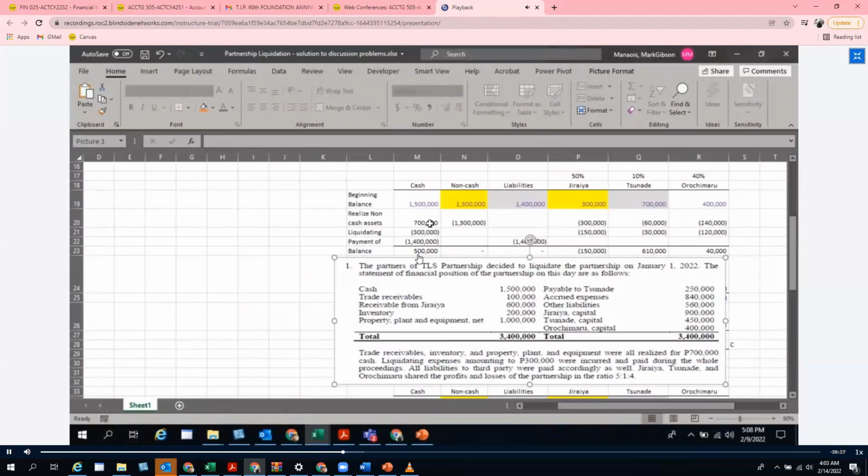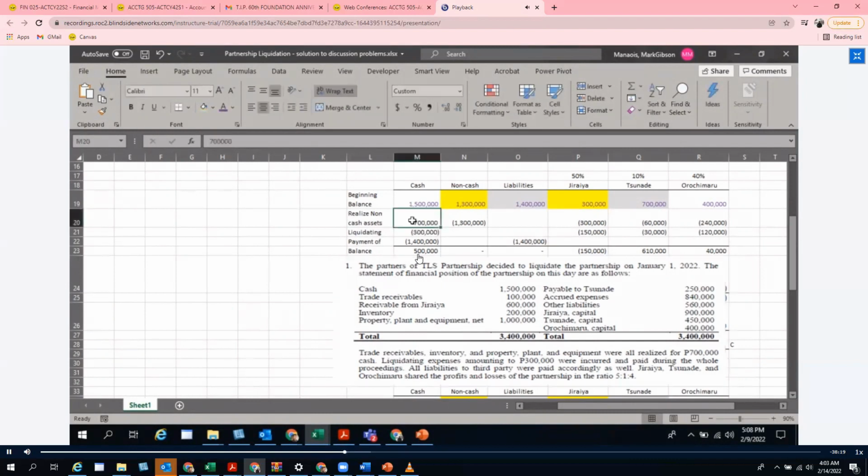So again, step number one, realization of non-cash assets, no, so we sold it for 700,000 pesos cash, against the total of 1,300,000. Again, the loss or the difference between these two, the 600,000, will be allocated or split amongst partners, no, so that's 300,000 for Jairaya, 600,000 multiplied by 50%, and then 10% for Tsunade, and then 240,000 for Orochimaru. Okay, so we're done also in step number one.